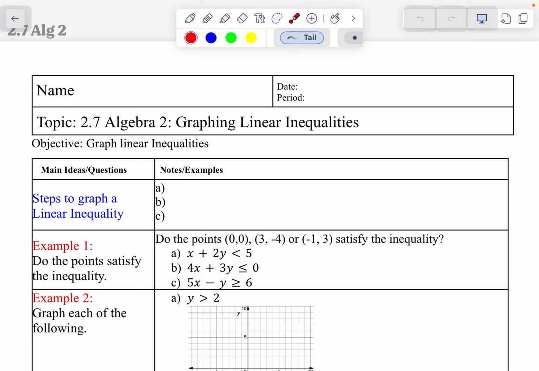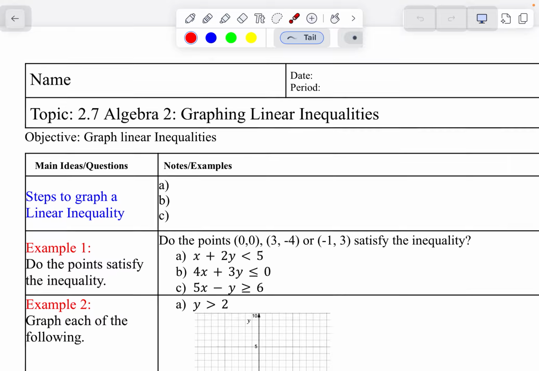So this is our last section of chapter 2. 2.7 is about graphing linear inequalities. We are going to practice it one more time tomorrow, and then we'll take 2 days to review all the sections for the chapter. So expect that your chapter test is on Friday.